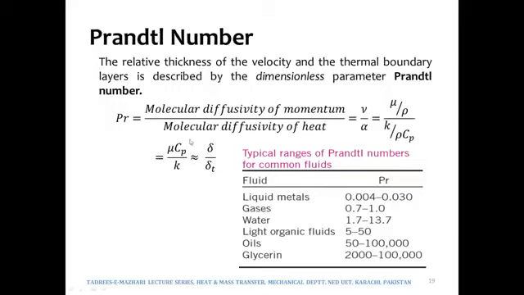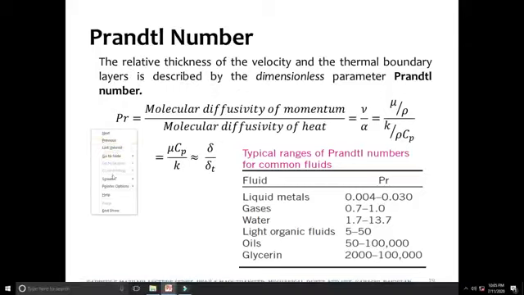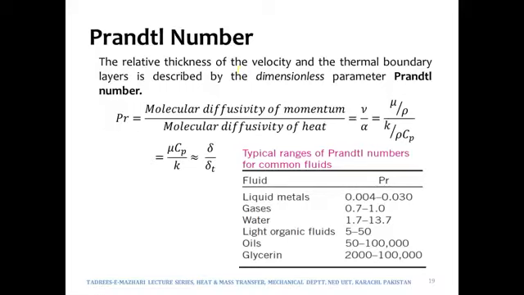Mu times C over K. So this is the expression for Prandtl number. But what is Prandtl number physically? It takes into account the relative thickness of the velocity boundary layer and the thermal boundary layer. This is what it takes into account.